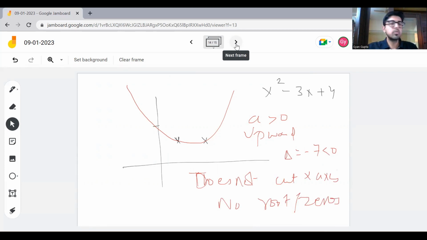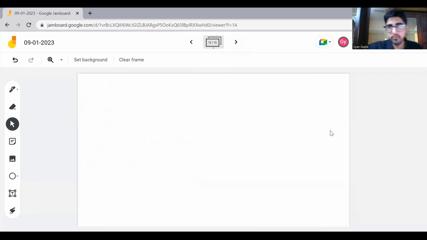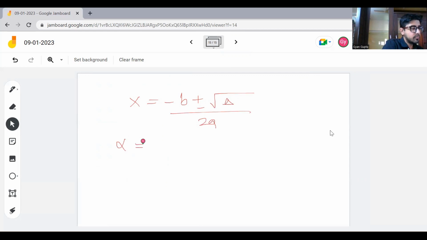Perfect. Now we'll go to the final part of the quadratic equation, which are the sum and product of the roots of the quadratic equation. Since we know that the roots are x is equal to minus b plus or minus root of delta by 2a, let's call one root alpha is equal to minus b plus root delta by 2a, and beta is equal to minus b minus root delta by 2a.